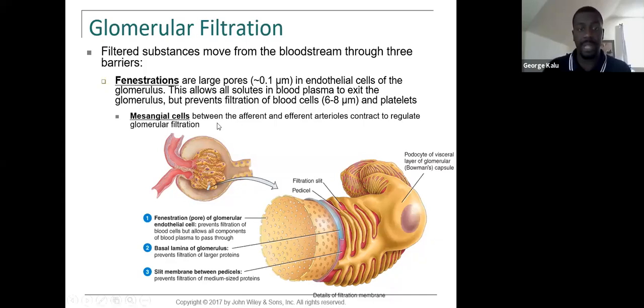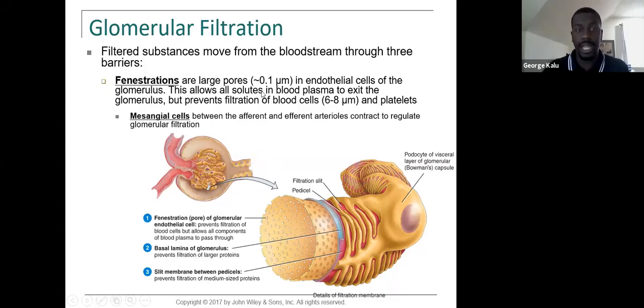And then we're also going to have some mesangial cells inside the afferent and efferent arterioles that are able to contract. And as they contract, they help to increase the blood pressure inside the glomerulus and help to regulate filtration. So first ones are these fenestrations, these holes inside of our glomerular capillary walls.